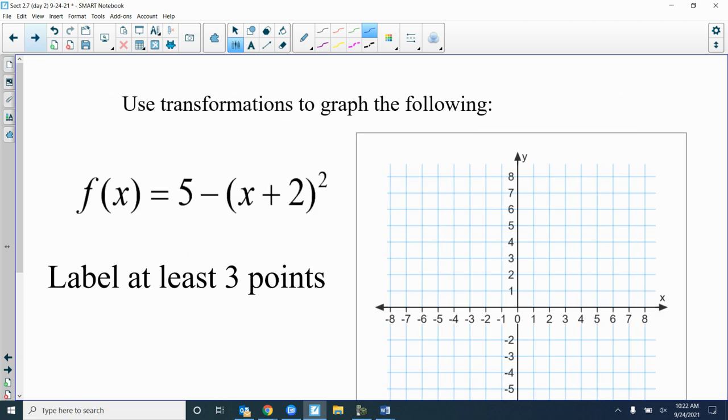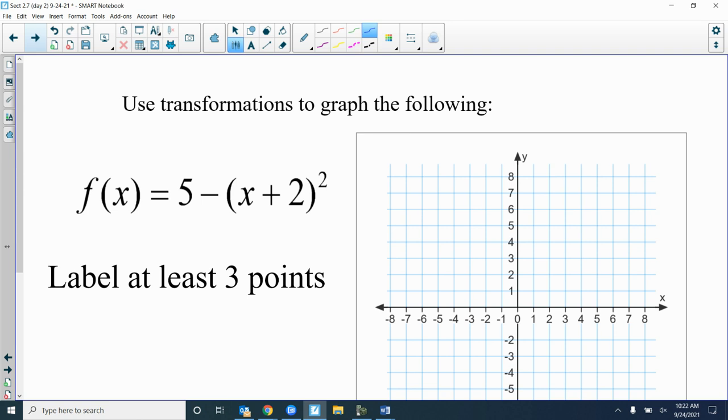Let's take a look at a case here. Now, I'm going to stress this like I did yesterday. You got to give me some points, and 3 is a minimum. In this case, we're going to do 5 because otherwise, I don't want 1 point and then just a parabola sketched in there. We need some exact things.